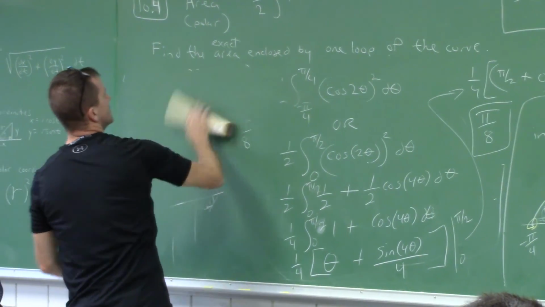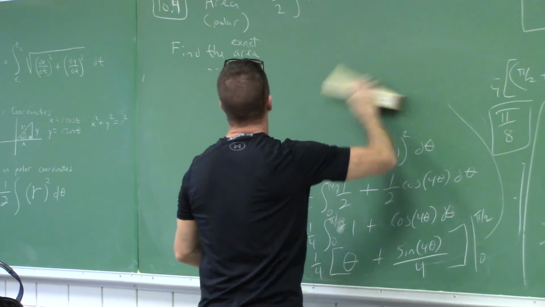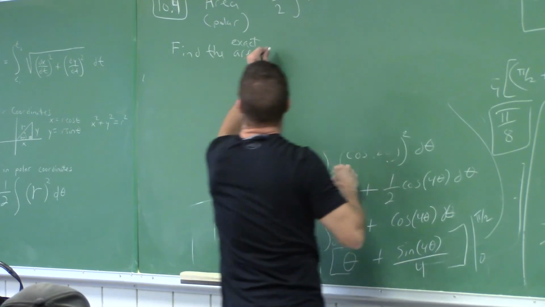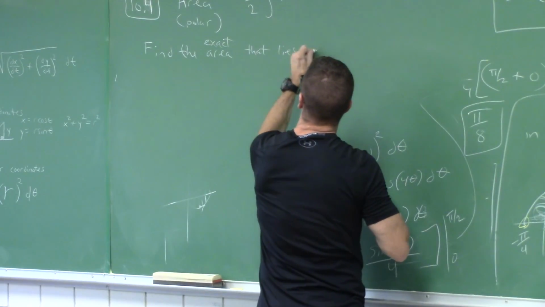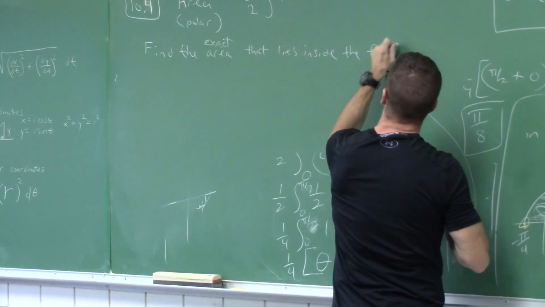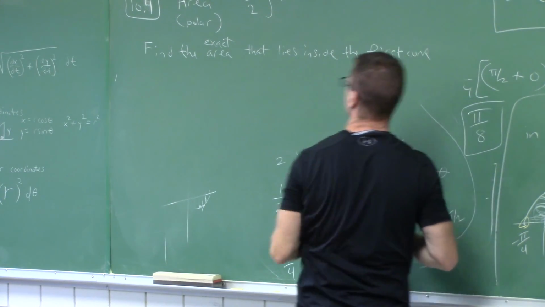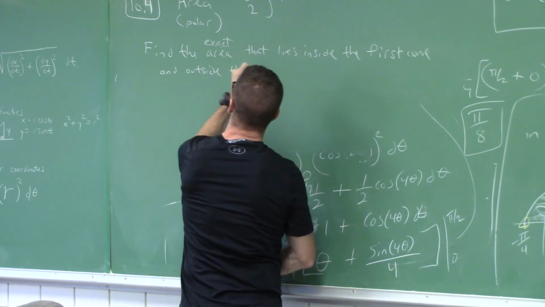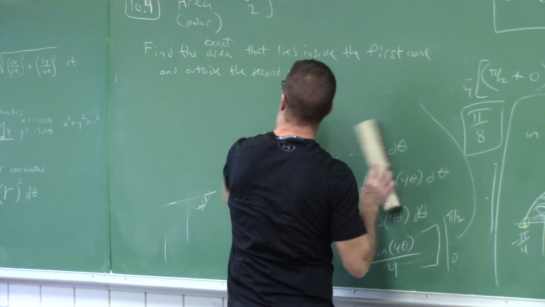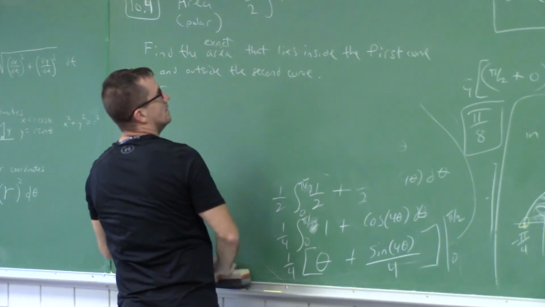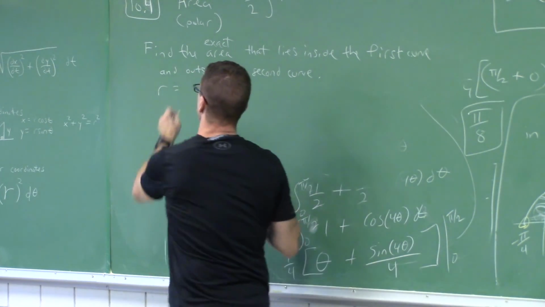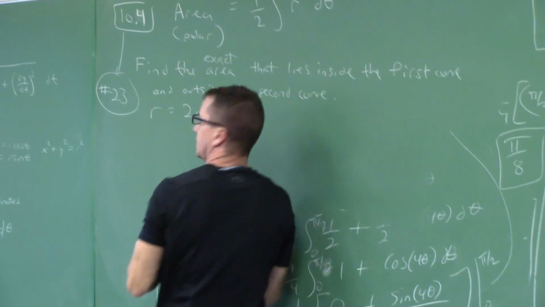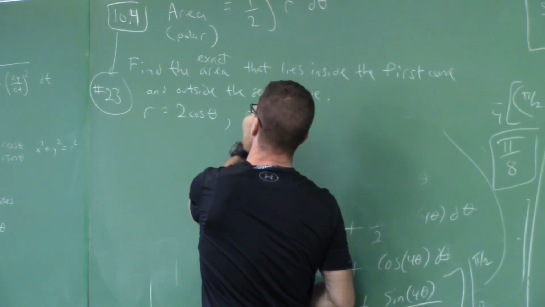Now this is how the author wrote this. Last problem. Can you find the exact area of the region that lies inside the first curve and outside the second curve? Here's the first curve, r equals 2 cosine theta. Oh, by the way, I'm taking number 23. This is in section 10.4. That's the first curve, and this is the second curve, r equals 1.